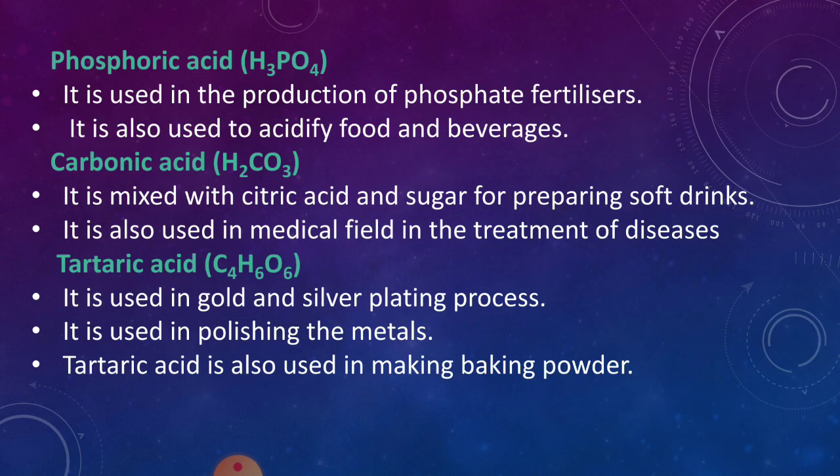Then one more, carbonic acid. Carbonic acid is mixed with citric acid and sugar for the preparation of soft drinks. So all the soft drinks we consume have carbonic acid. Then tartaric acid. Tartaric acid is used in polishing metals. It is also a very important constituent of baking powder, the baking powder that we use in our kitchen. Then it is used in the gold and silver plating process.